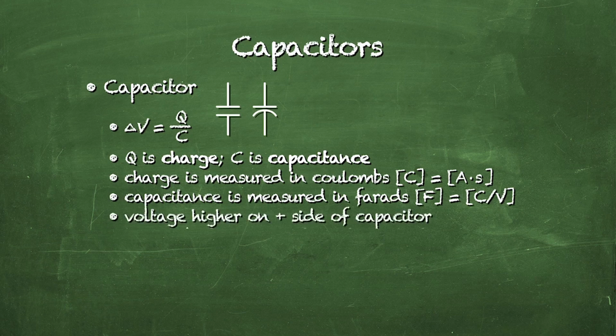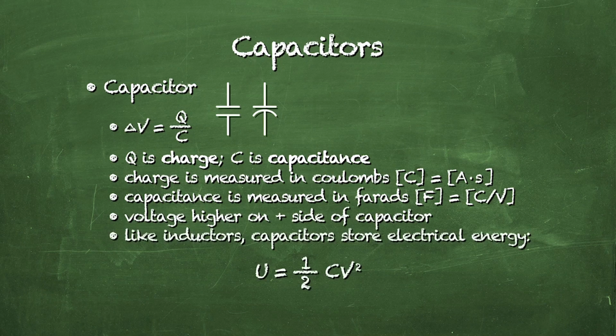The voltage is higher on the positive side of the capacitor, and like inductors, capacitors store electrical energy. The electrical energy U stored in a capacitor is 1/2 the capacitance times the change in voltage across the capacitor squared, or U is equal to 1/2 CV squared.